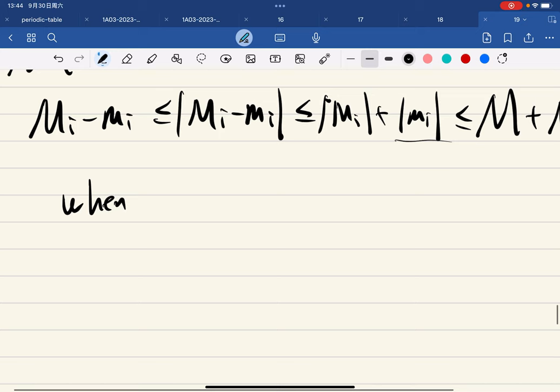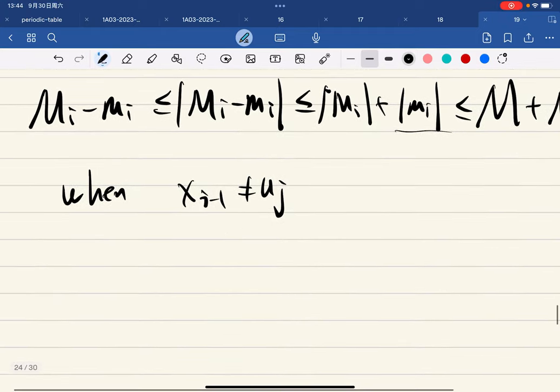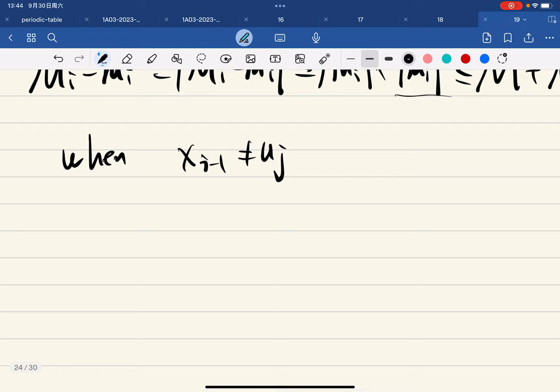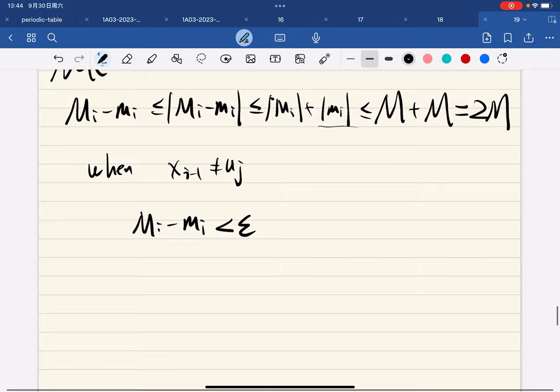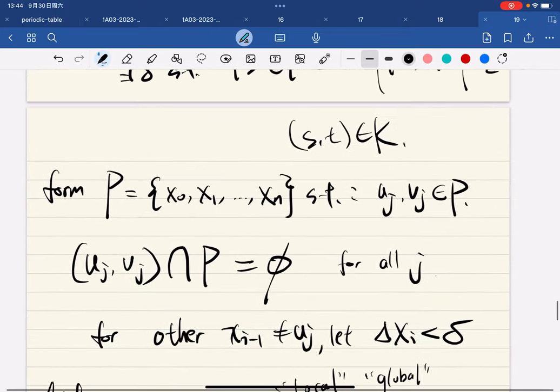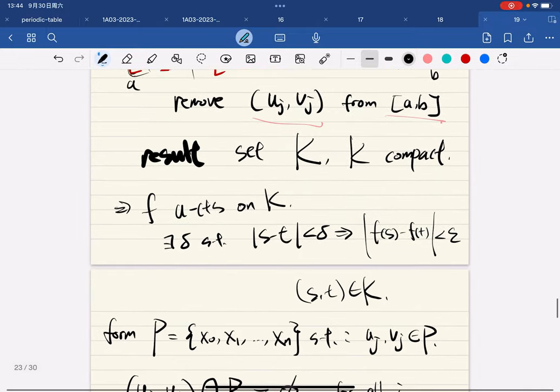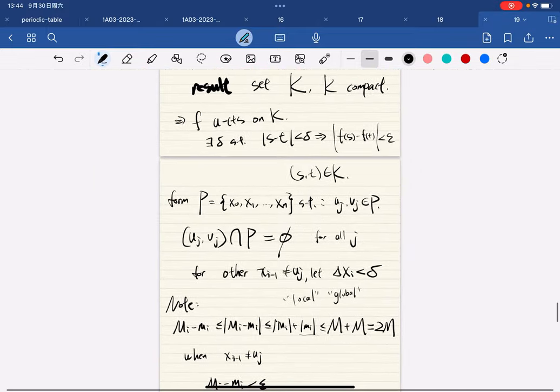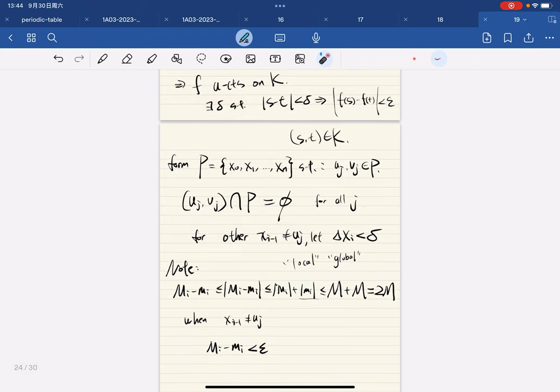So when x_{i-1} is not one of the u_j, we have M_i minus little m_i is less than epsilon. Why? We know that f is uniformly continuous. Uniformly continuous means that, for each of these, points lie between them.